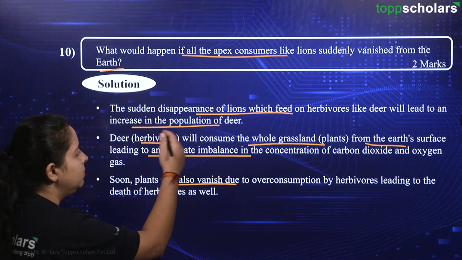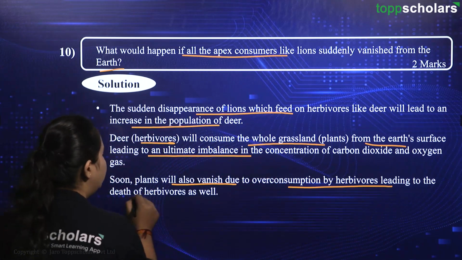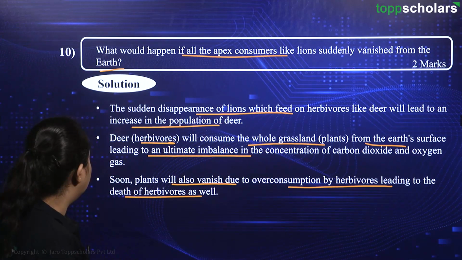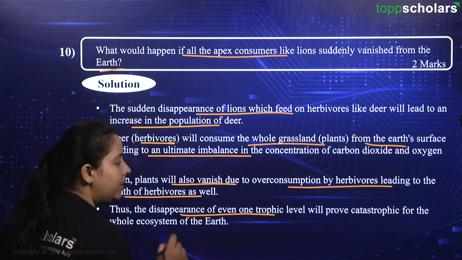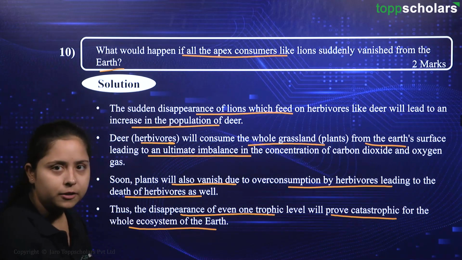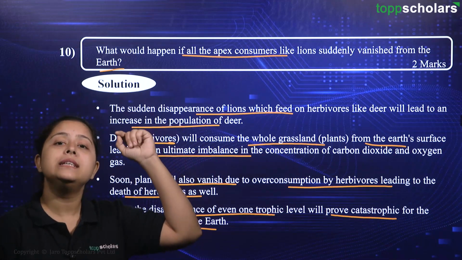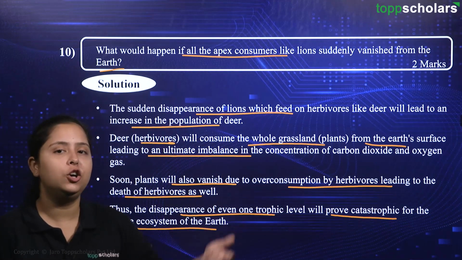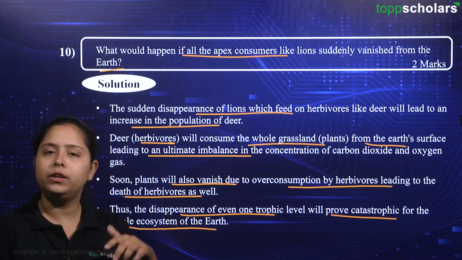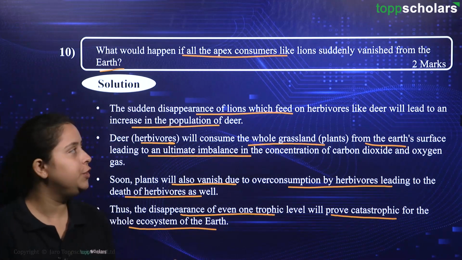Because the deer or the herbivores have eaten them, due to overconsumption by herbivores, leading to the death of herbivores as well. So, as we said, the whole food chain is affected. Thus, the disappearance of even one trophic level will prove catastrophic for the whole ecosystem of the earth. Hence, each and every organism on each and every trophic level is important to maintain the life present on earth. Removal of any trophic level will lead to imbalance of the food chains functioning on our earth. I hope this concept is clear to you.